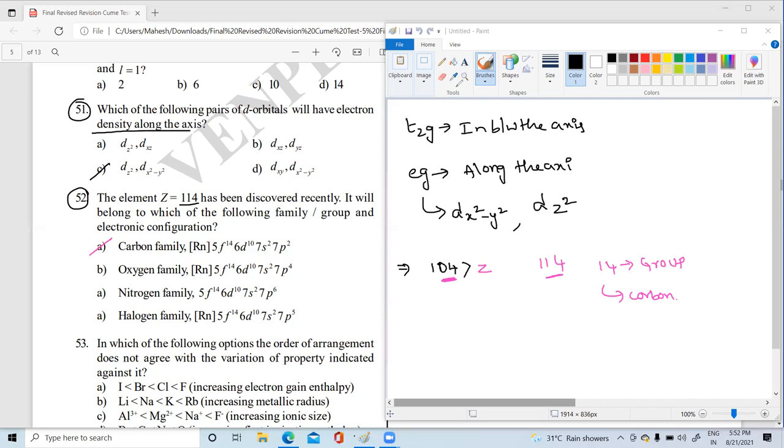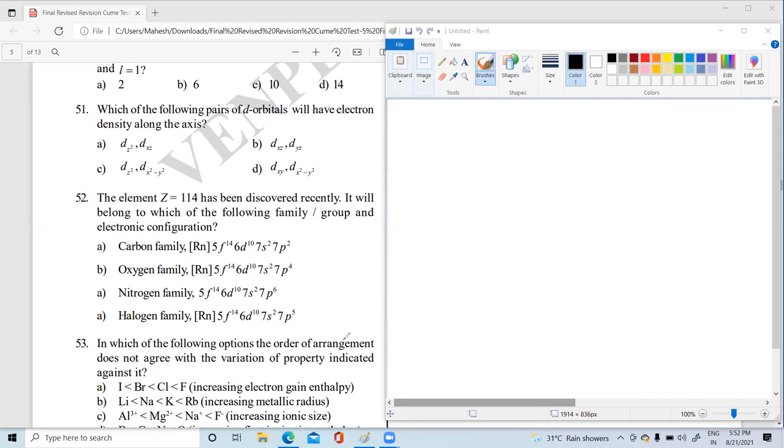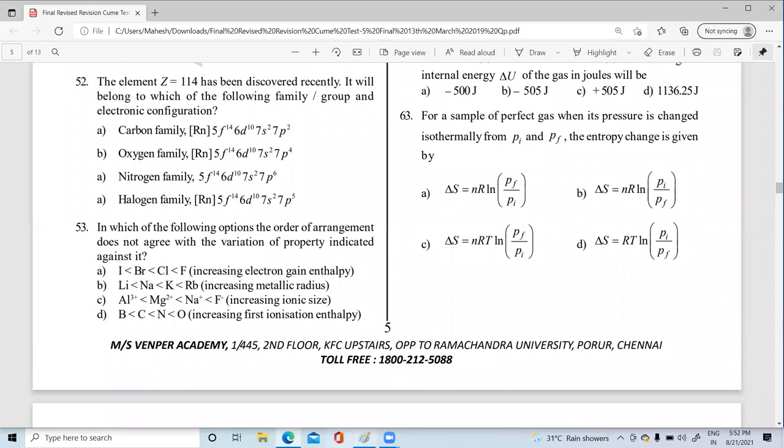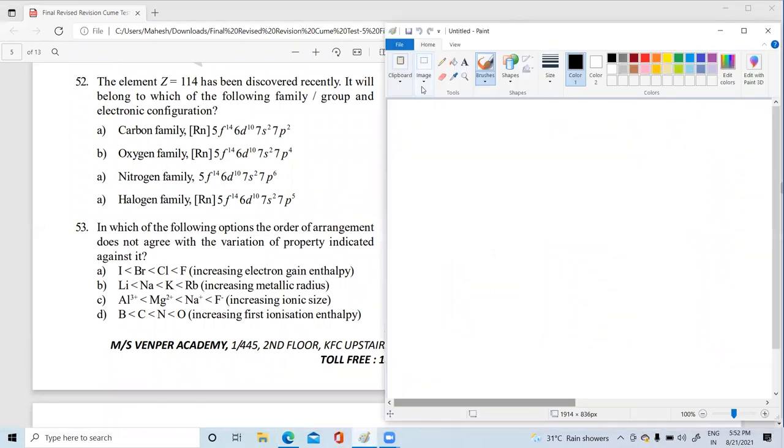Next question number 53, students. They have changed this question in the examination. Just look at that. Question number 53 has been changed here. Instead of chlorine they have given fluorine, and instead of fluorine, chlorine has to be given. So this is the actual correction, the actual question. We'll see this one.